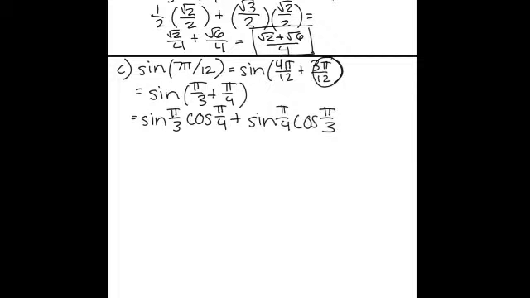And so the sine of pi over 3 is going to be rad 3 over 2. Cosine of pi over 4 is rad 2 over 2. Plus the sine of pi over 4 is rad 2 over 2. And the cosine of pi over 3 is 1 over 2. Which will give us rad 6 over 4 plus rad 2 over 4.